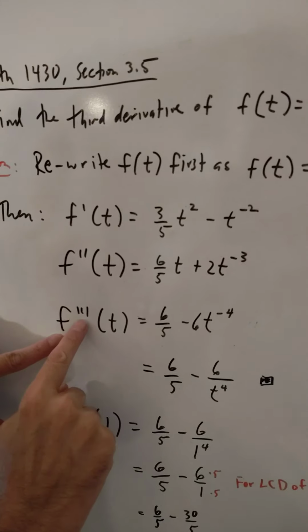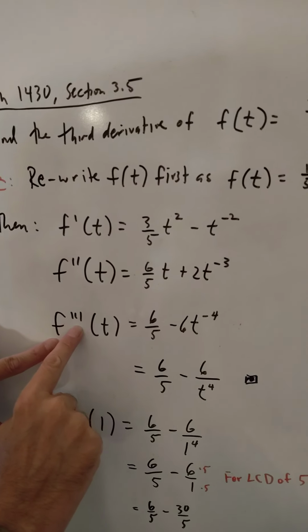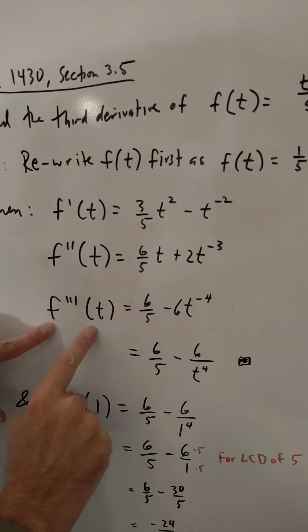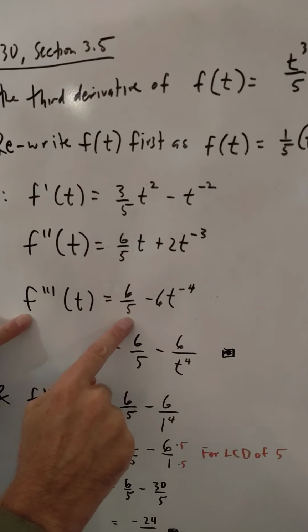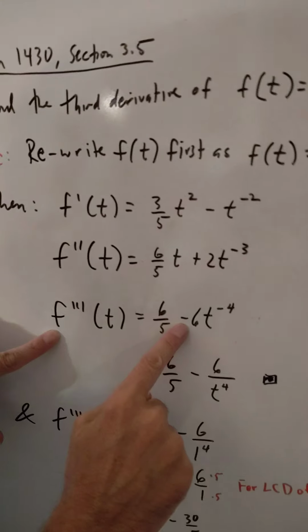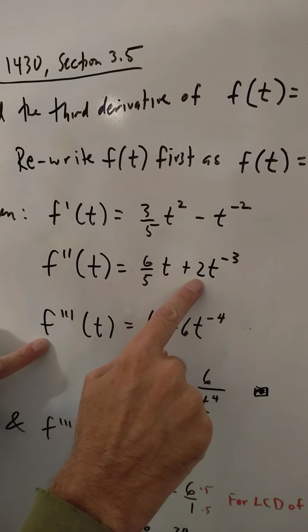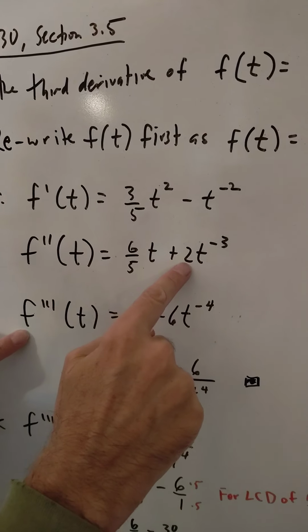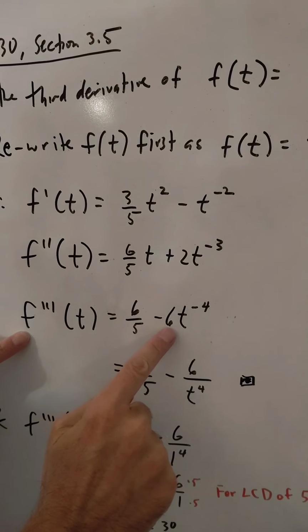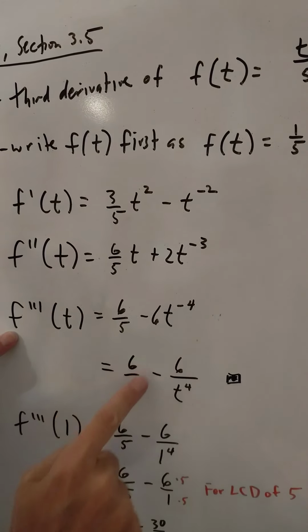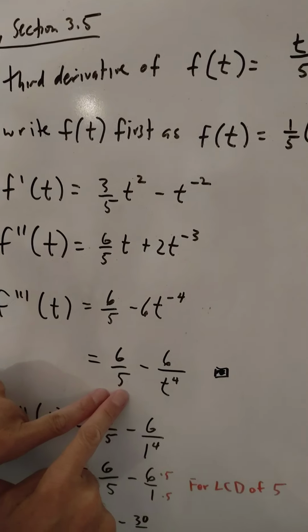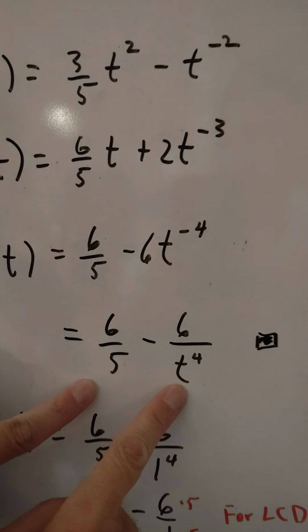So the third derivative, which is denoted f triple prime of t, is going to be, well, the number in front of t is 6/5, so that's going to be the derivative of the first term, and then minus, because what's a minus 3 times the plus 2? You always multiply by the number in front. You get a minus 6t to the negative 4. Now that I'm done with the third derivative, let's simplify it as this. 6/5 minus 6 over t to the fourth.